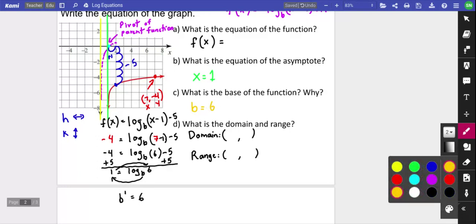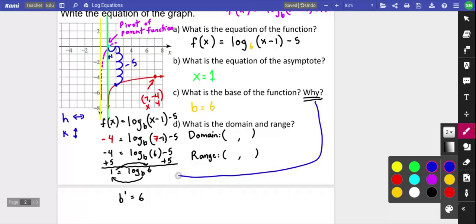Now we're ready to write the equation down. So we start with f of x equals log base 6, that's the one we just determined, of x minus 1, minus 5. That would be the equation of the function. In order to find the base, letter C, all we have to do is point to the work. That's exactly how we found the base.